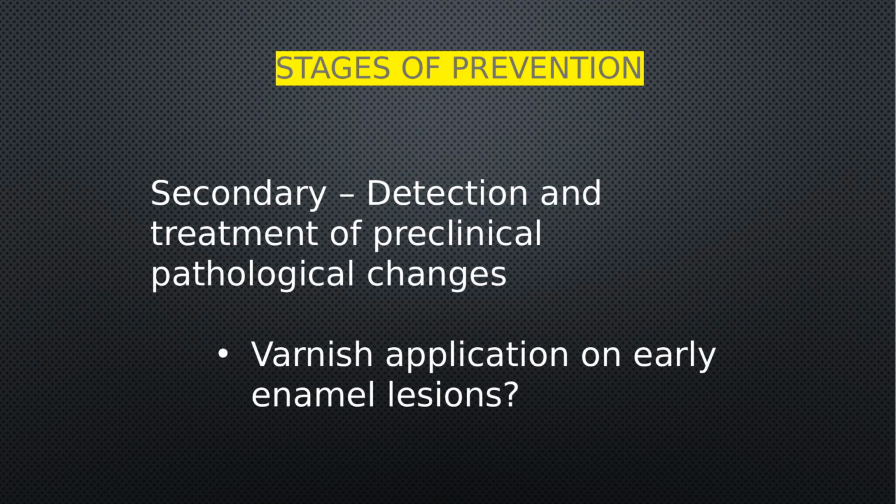Secondary prevention focuses on finding and treating disease before symptoms appear to stop progression. In dentistry, this means detecting early enamel changes through exams and risk assessment, then using non-invasive measures. For example, fluoride varnish applied to early enamel lesions can promote remineralization and prevent cavitation. It's a simple, repeatable adjunct to good oral hygiene and routine professional care.